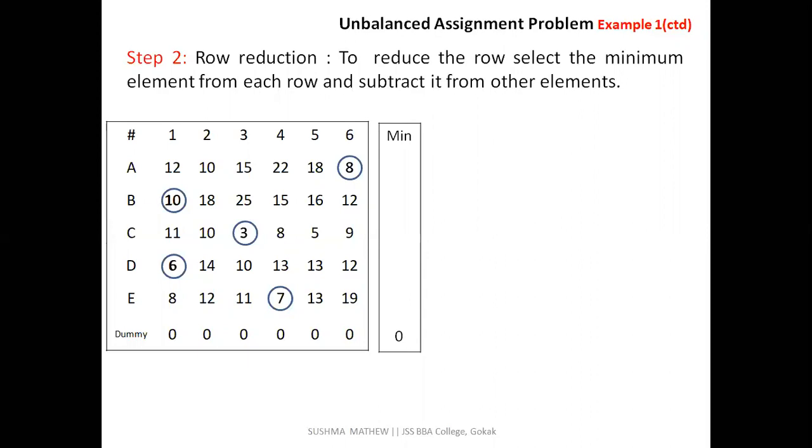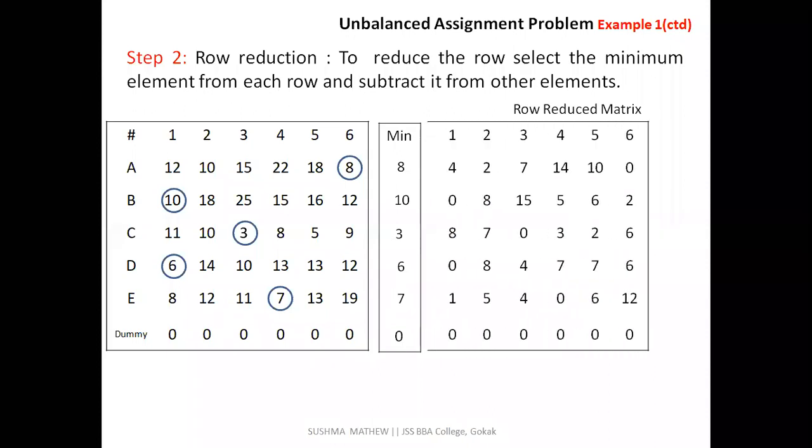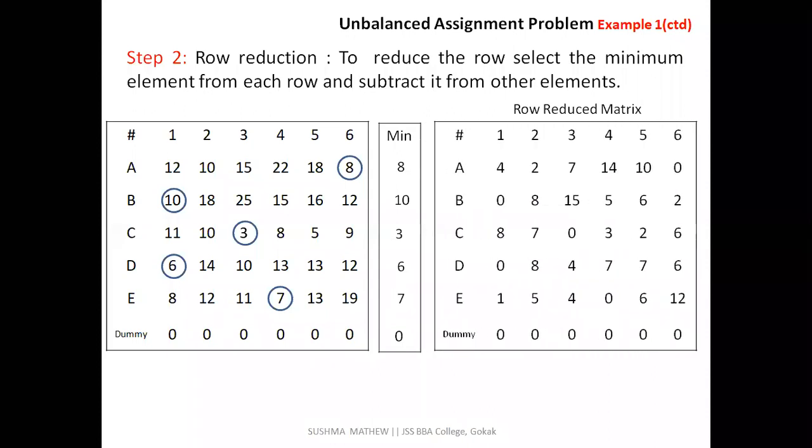We are deducting it from the rest of the elements, that is 12 minus 8, 10 minus 8, 15 minus 8, 22 minus 8, 18 minus 8, and 8 minus 8. This is what we are going to do. When we follow the similar steps, the reduced row matrix will be this. Now 12 minus 8 is 4, 10 minus 8 is 2, 15 minus 8 is 7, 22 minus 8, like this. You have to go on reducing it row wise.